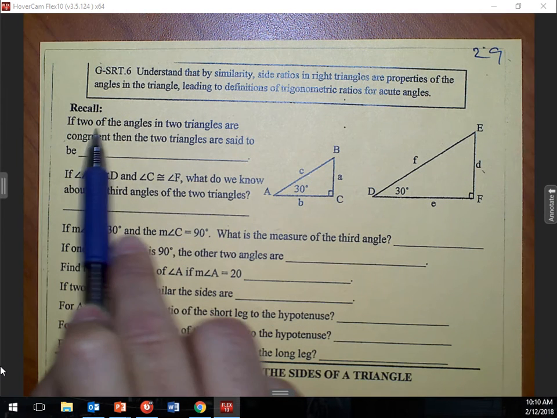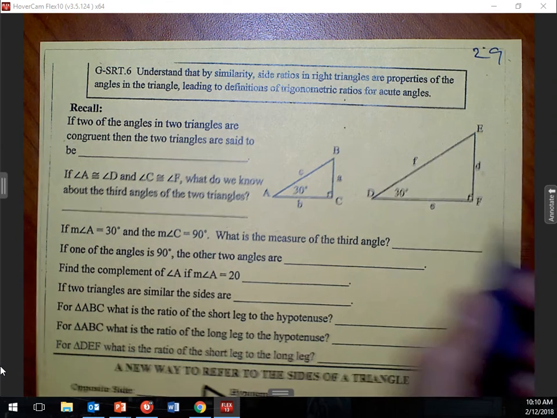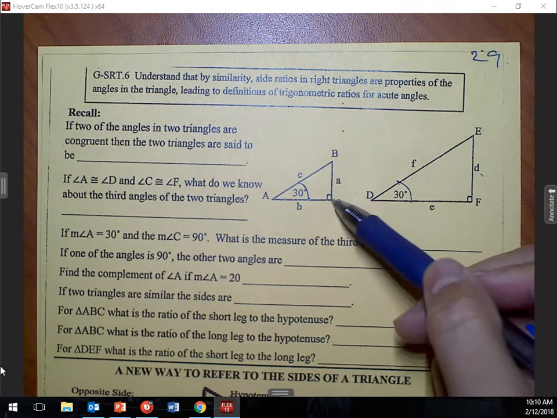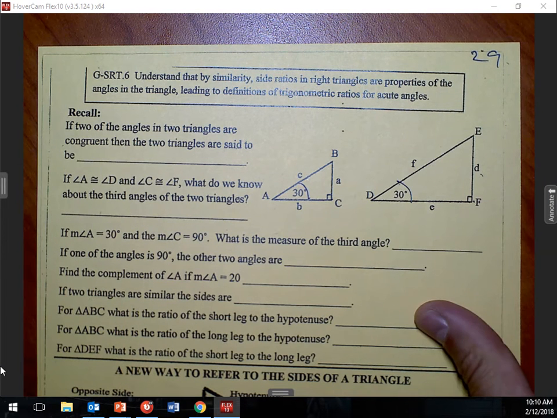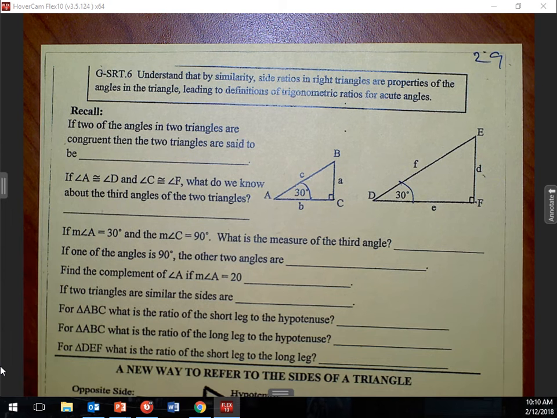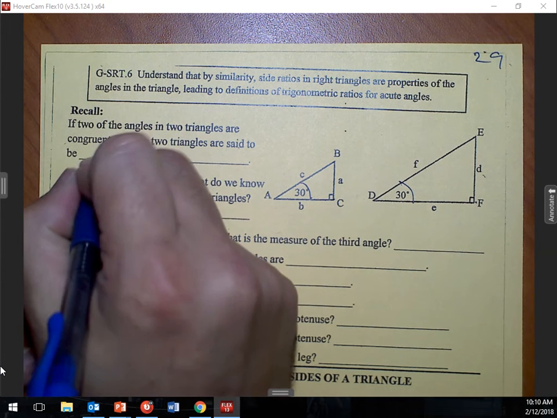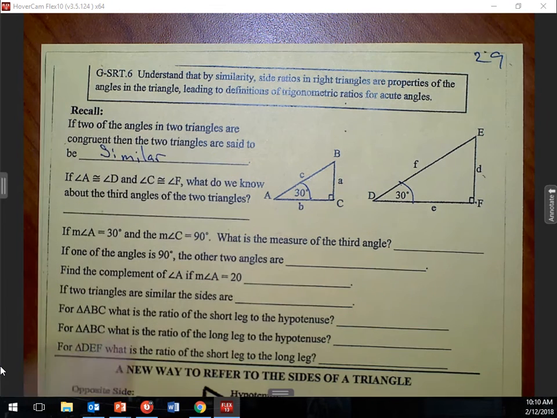Okay, if two angles in two triangles are congruent, kind of like this, I've got this one congruent to this one, and I have this one congruent to this one, these two triangles are going to be what? Congruent. Not congruent. Similar. Similar, that's the word I'm looking for. So they're going to be similar to each other.